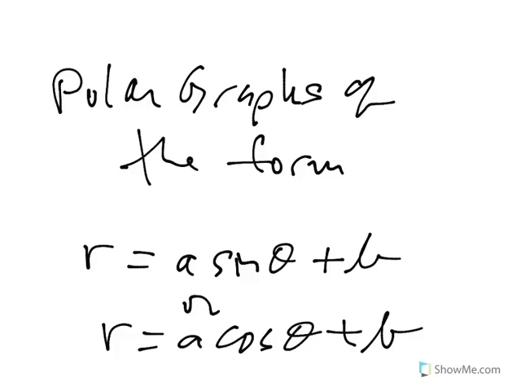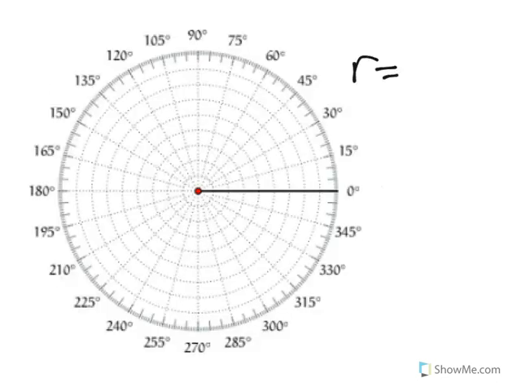In this video, I'm going to show you some unusual polar graphs when the equation is in this form, r equals a sine theta plus b, or r equals a cosine theta plus b. You might remember from a past video that r equals like 2 sine theta. If there is no b, I'll just say plus 0.